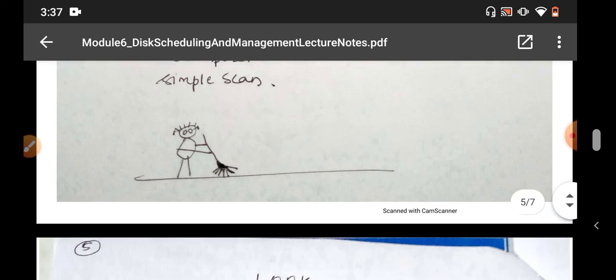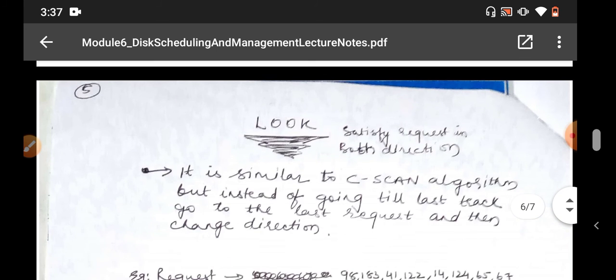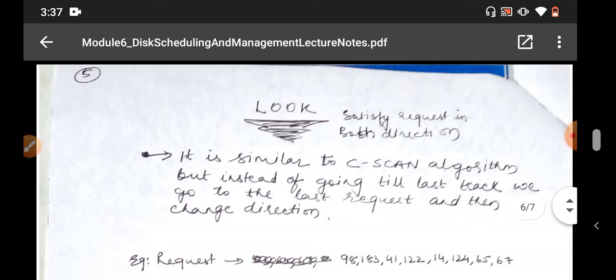Let's draw this simple diagram over here so that you will understand. Whatever comes in between, all those requests are served in circular scan or SCAN algorithm, both ways. But if there are some requests near the current read-write head position, they may go unnoticed. To avoid that particular problem, satisfy requests in both directions. That is the approach of the LOOK algorithm. It is similar to the C-SCAN algorithm, but instead of going till the last track, we go to the last request and then change the direction.